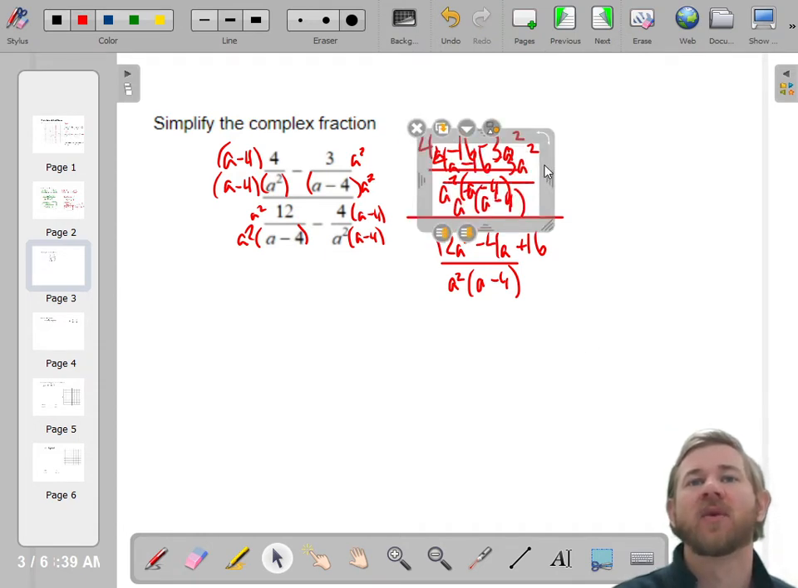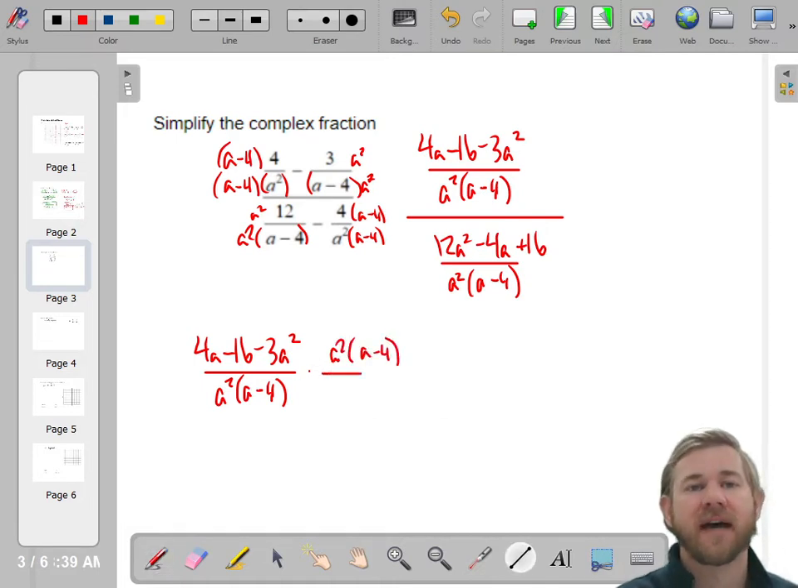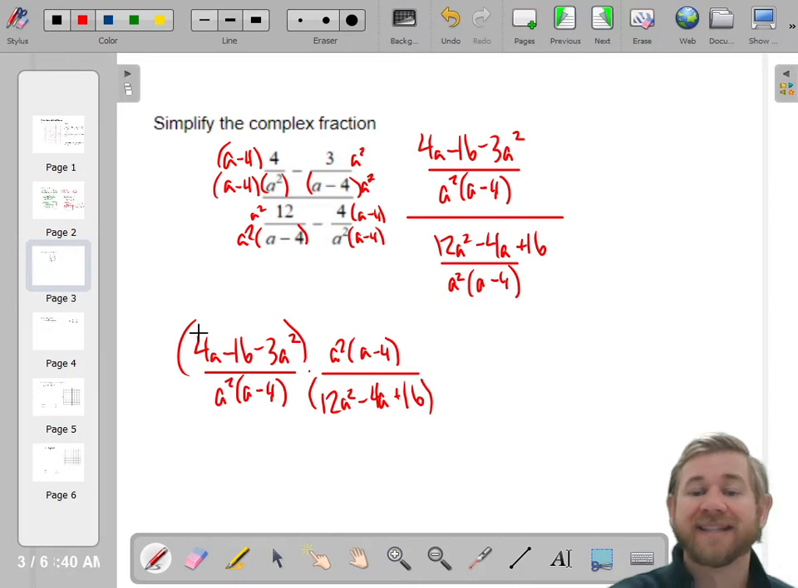So I'm going to copy the numerator. I'm going to change this fraction bar into multiplication, and I'm going to flip the denominator. So now a squared times a minus 4 is in the top, and in the bottom I have 12a squared minus 4a plus 16. Now remember, these are quantities. So unless the entire factor cancels out, nothing cancels out. So if I can cancel this whole trinomial, great, but I can't.